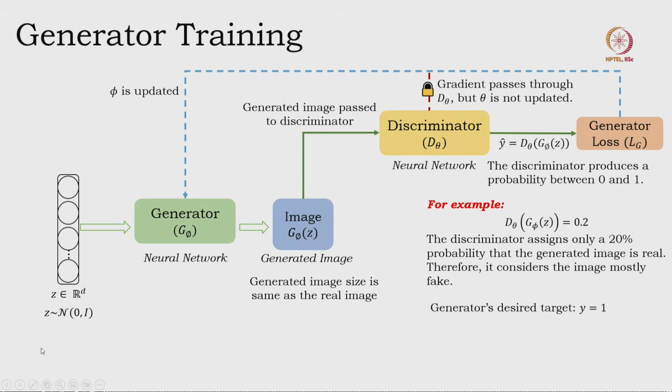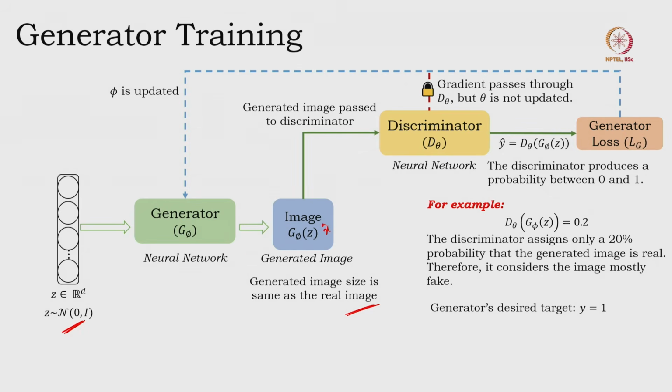Now, once we get this generated image, it can initially have any dimension, but by the time you generate an image, it has the same dimension as the real images in the training data set. The size should be the same as the real image. Why do we have to do this? Because we are passing it to a discriminator, and the discriminator will also see real images. Therefore, the generated image size should be the same as the real images.